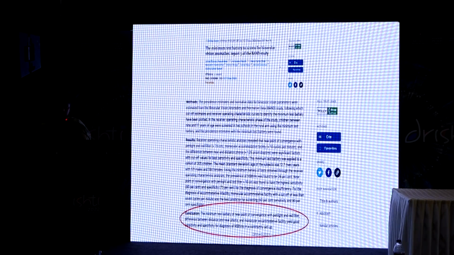So there was this study which was done in India to identify the minimum test battery to screen for binocular vision anomalies. So the minimum test battery of near point of convergence with pen light and red filter, difference between distance and near foria, and monocular accommodative facility. This yields good sensitivity and specificity for diagnosis of non-strabismic binocular vision anomaly in community setup.